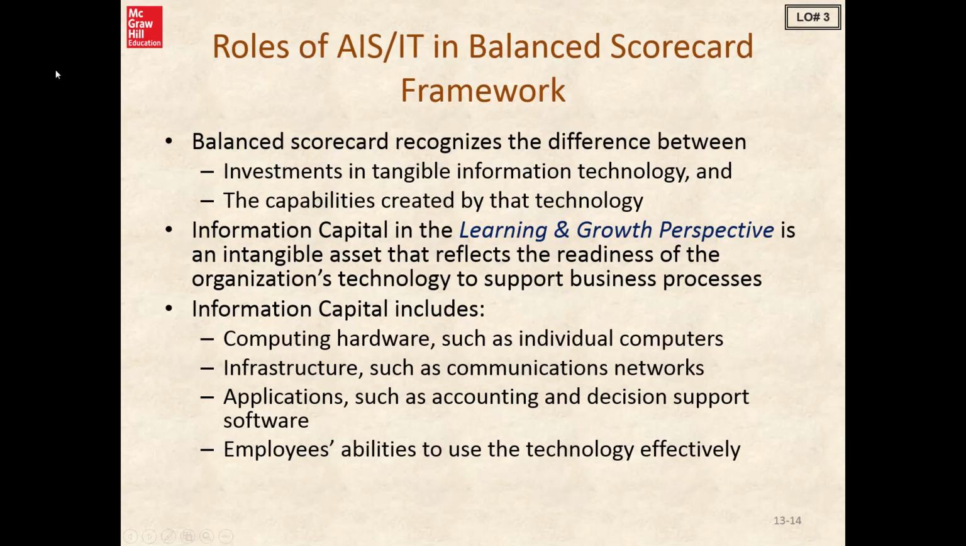So, roles of accounting information system / IT in the balanced scorecard framework. The balanced scorecard recognizes the difference between investments in tangible information technology and the capabilities created by that technology. Information capital in the learning and growth perspective is an intangible asset that reflects the readiness of the organization's technology to support business processes. Information capital includes computing hardware, such as individual computers, infrastructure, such as communication networks, applications, such as accounting and decision support software, and employees' abilities to use the technology effectively.